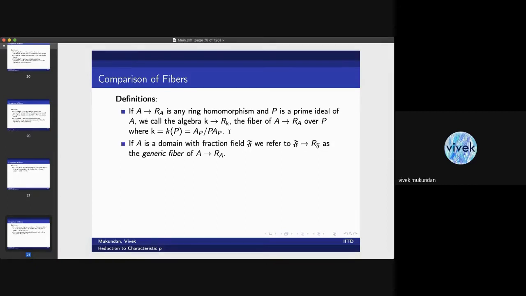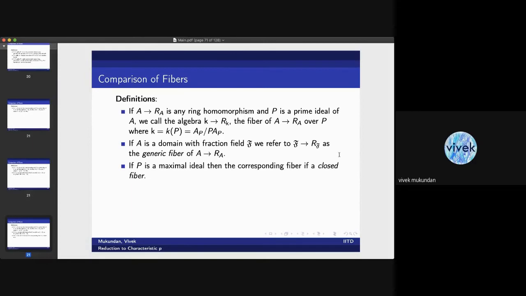If A is a domain with a fraction field F, then F to R_F is called the generic fiber of A to R_A. The generic fiber is very important because the generic fiber is contained inside the capital K, and therefore it's faithfully flat. For any properties you have for R, you can get it to the generic fiber.